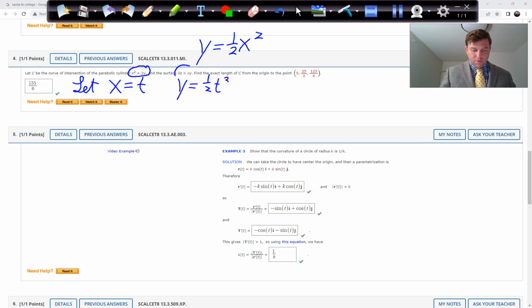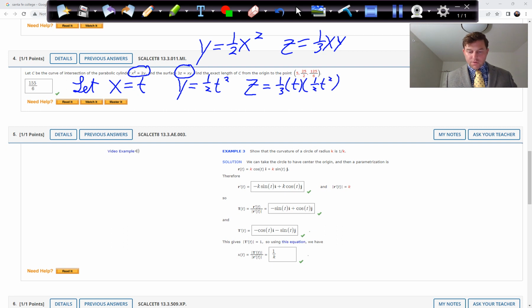Okay, then from this one, z, same idea, 3z equals xy, so z equals 1/3 xy. But x and y are both these functions of t. So z is going to equal 1/3 times x, but x is really t, times y, but y is really 1/2 t squared. So z is going to equal 1/6 t to the 3rd. Okay, so that's going to be our parametric equation.